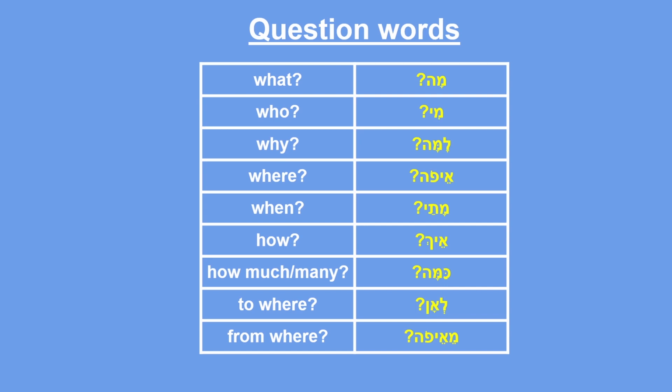question word which. Nevertheless, ma is what, mi is who, lama is why, efo is where, matai is when, ech is how, kama is how much or how many, le'an is to where, to which direction, me'efo is from where. So I suggest you write those question words down, and we're going to practice with each one of them separately.